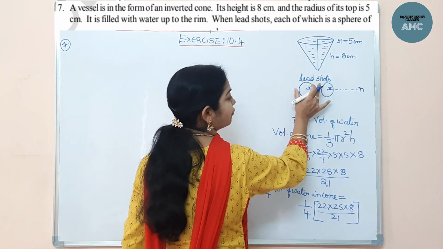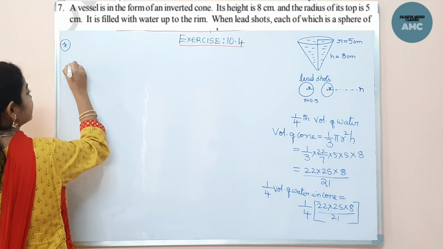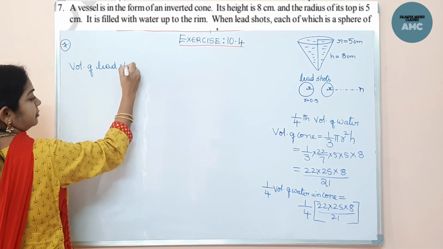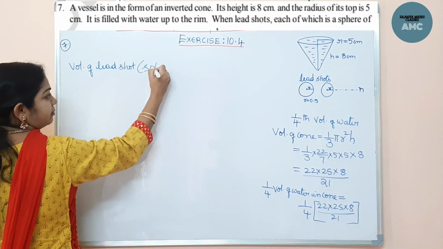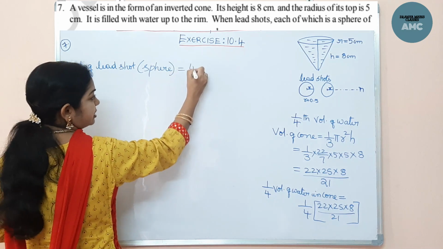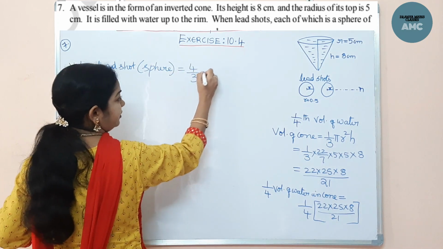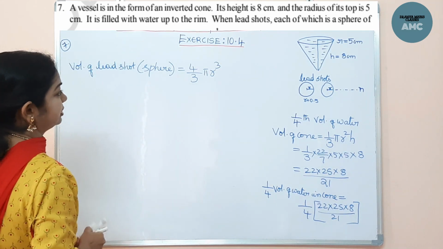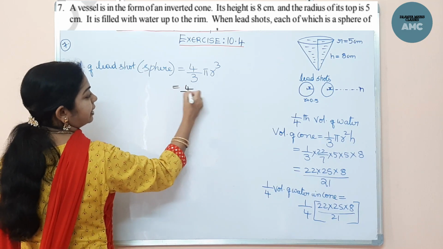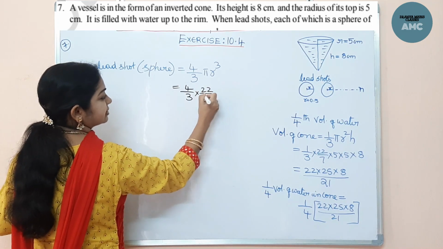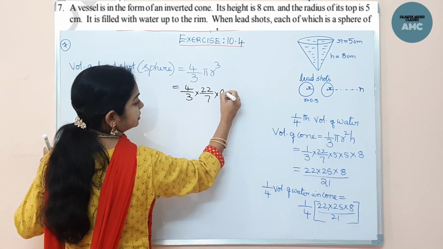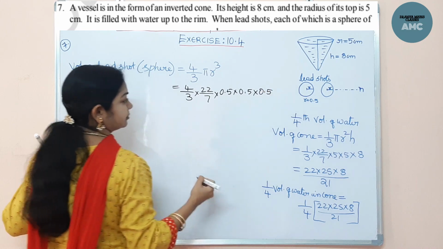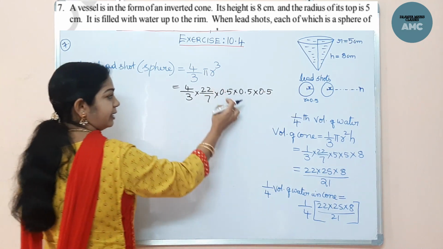Now we will find the volume of the lead shot, which is a sphere. Now the lead shot is in the form of a sphere. So what is the formula of volume? 4 by 3 pi r cube. So this comes to 4 by 3 into 22 by 7. Now the radius is 0.5 into 0.5 into 0.5. Right. Now here 0.5 means 1 by 2 also we can take.